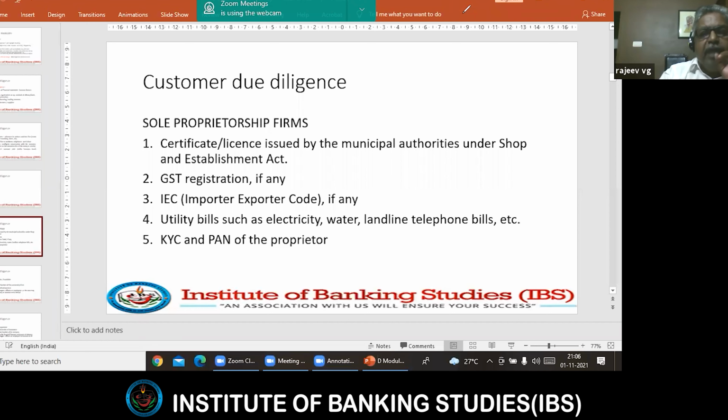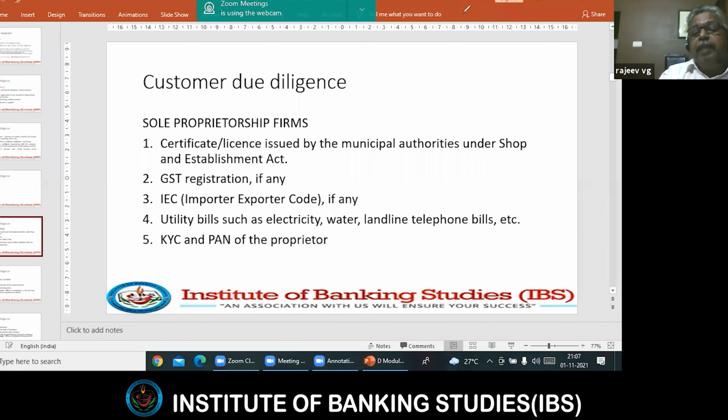So you should have the KYC, that is OVD for identification, OVD for address proof. Then you should have the PAN of the proprietor. In addition to that, the bank should ask for the certificate or license issued by the municipal authorities. And if it is applicable for GST registration, GST registration has to be asked for. Importer exporter code, if it is an importing or exporting company, that also has to be taken.